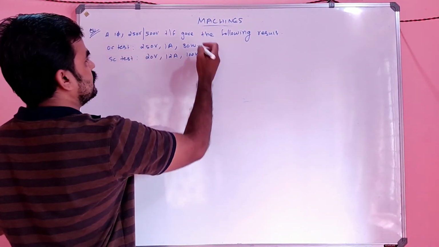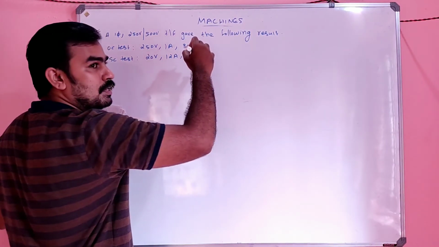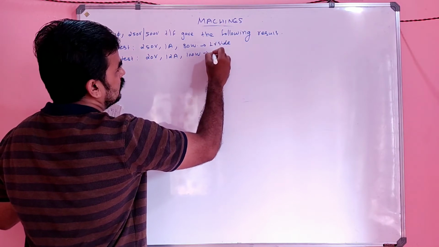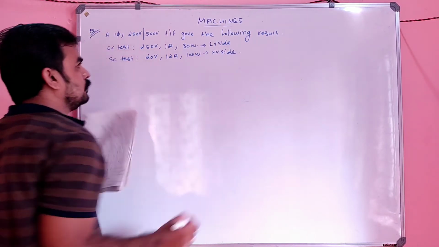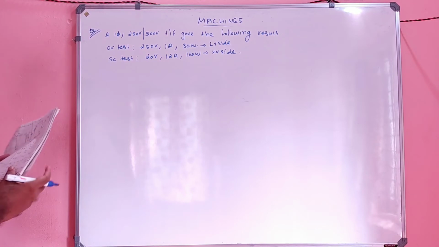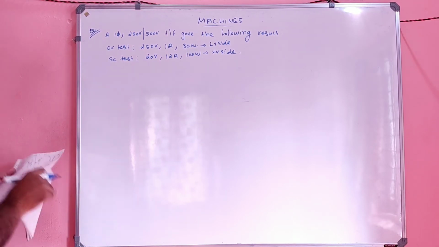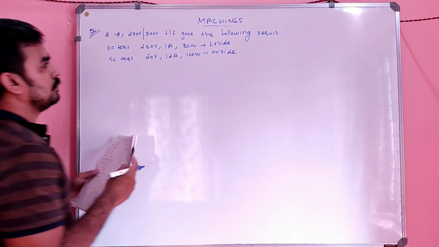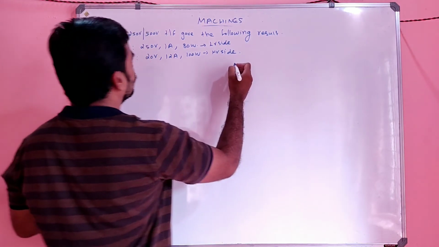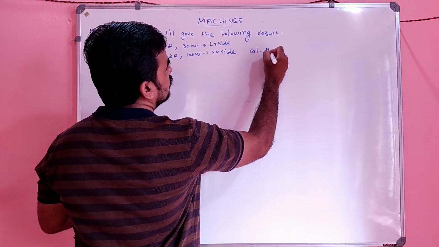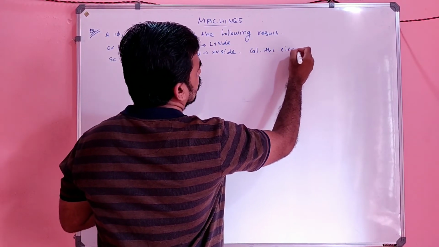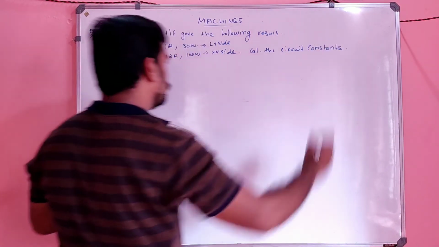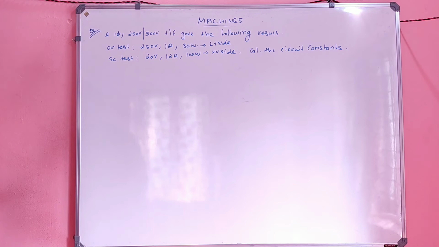OC test is done on what side? LV side, and this is on HV side, correct? This is on HV side. Question is: calculate the circuit constant values.